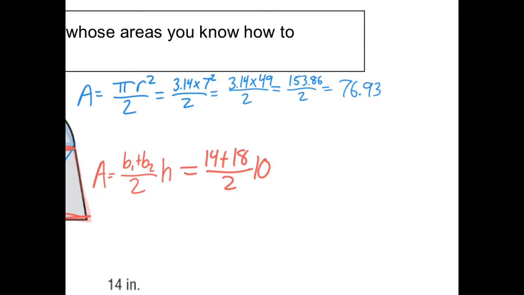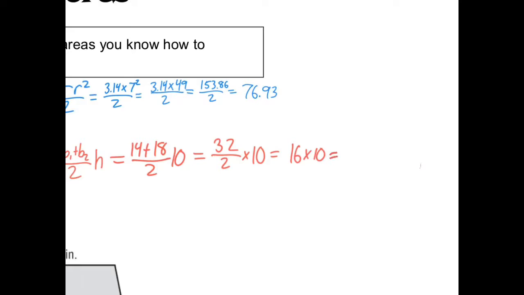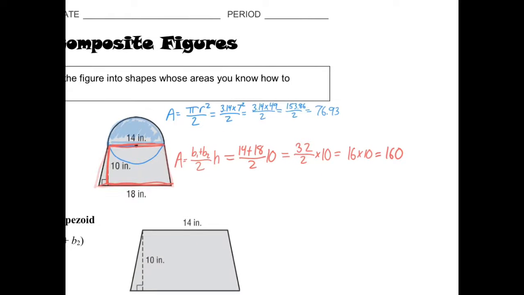So now I'm going to keep breaking it into little pieces. I'm going to do the 14 plus the 18, and I have 32 divided by 2 times 10. 32 divided by 2 is going to give us 16. We still have our times 10. And then we're going to do 16 times 10, and we have 160. So again, what we've just found is the area of the trapezoid.